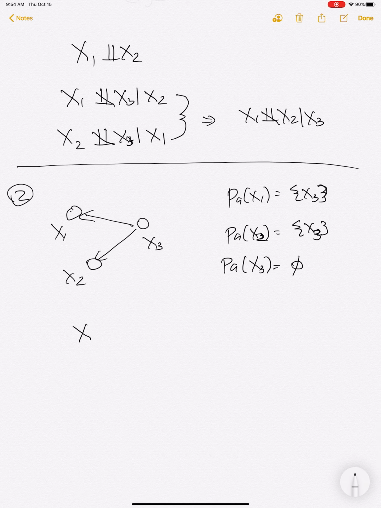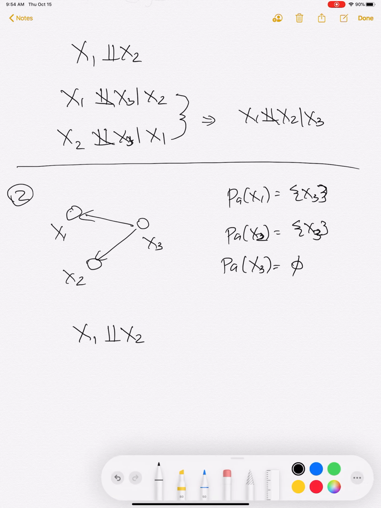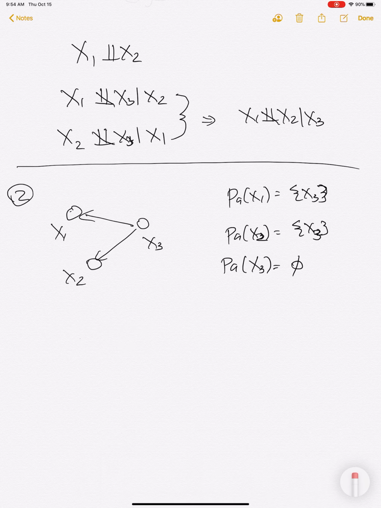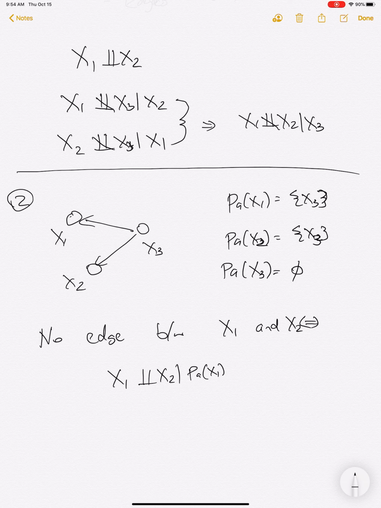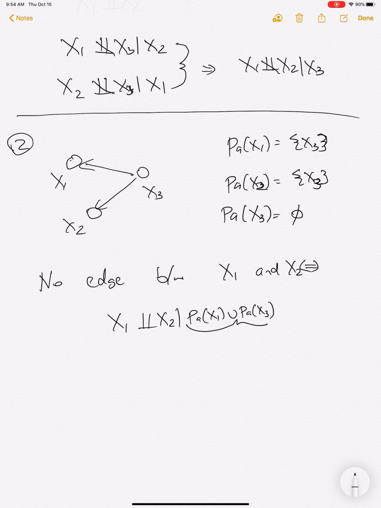So we have this first relationship, x1 is independent of x2. Let me just be a little bit more precise about this. We have that no edge between x1 and x2 implies, and that's an if and only if statement, that x1 is independent of x2 given the parents of x1 and the parents of x3, and the only parent here is x3. Therefore x1 is independent of x2 given x3.